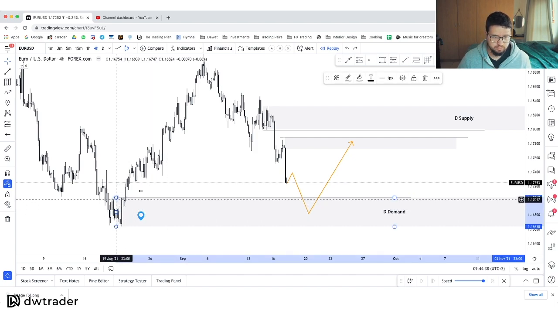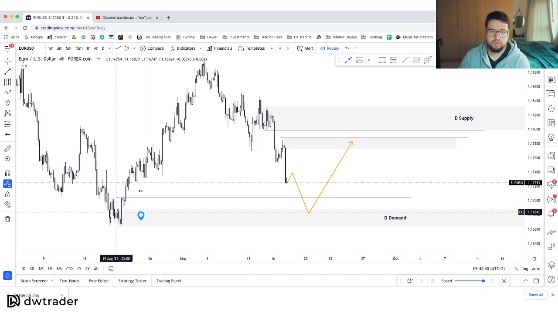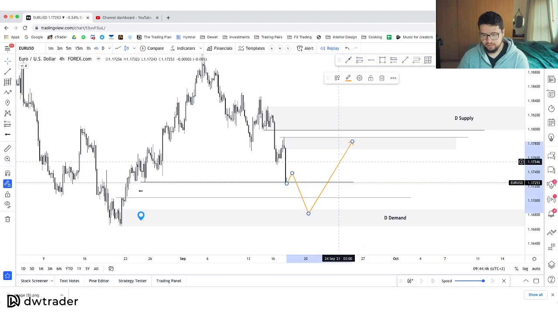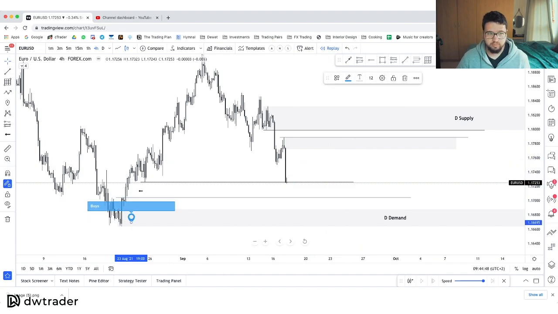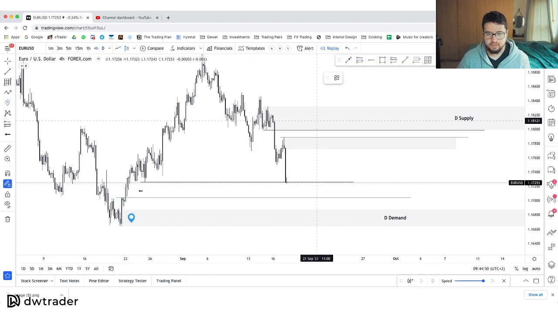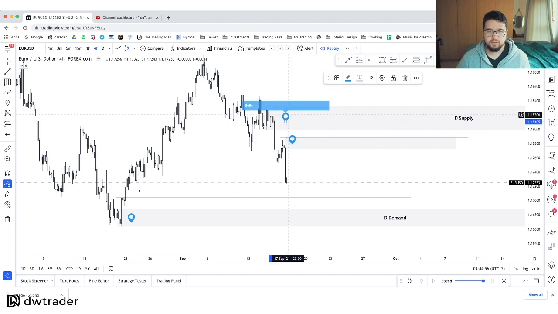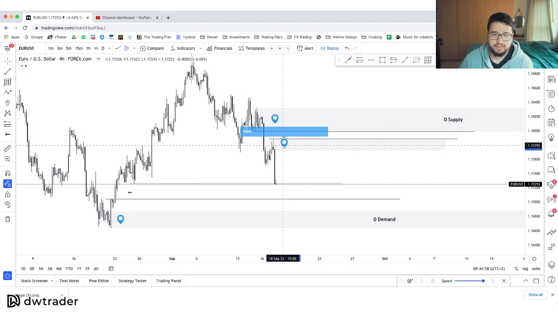but possibly we could refine this zone towards those two down candles, and then we have some imbalance there as well. But currently this is an area where I'd look for buys, and these two areas we'll be looking for sells. So that's currently the view, guys.